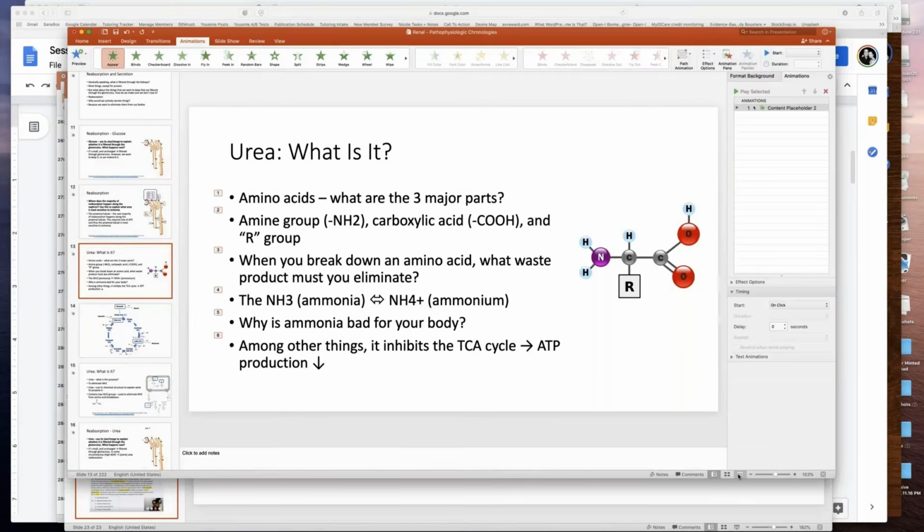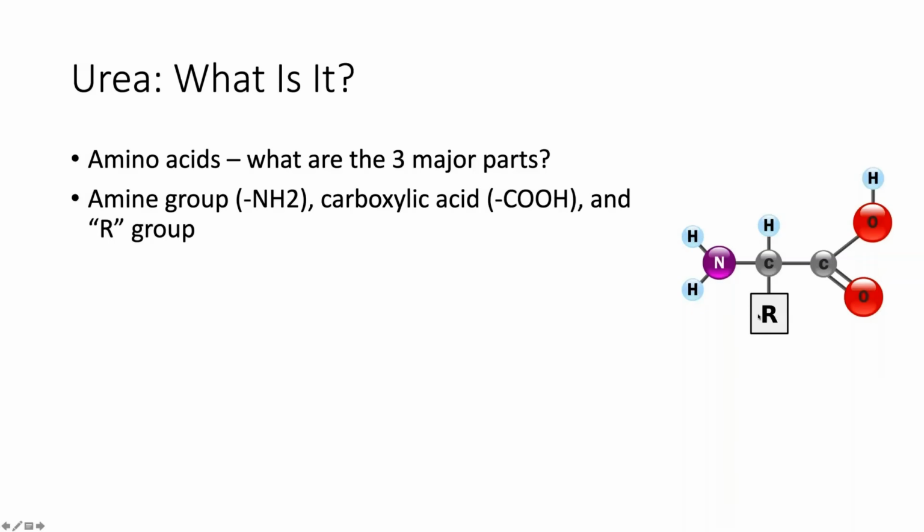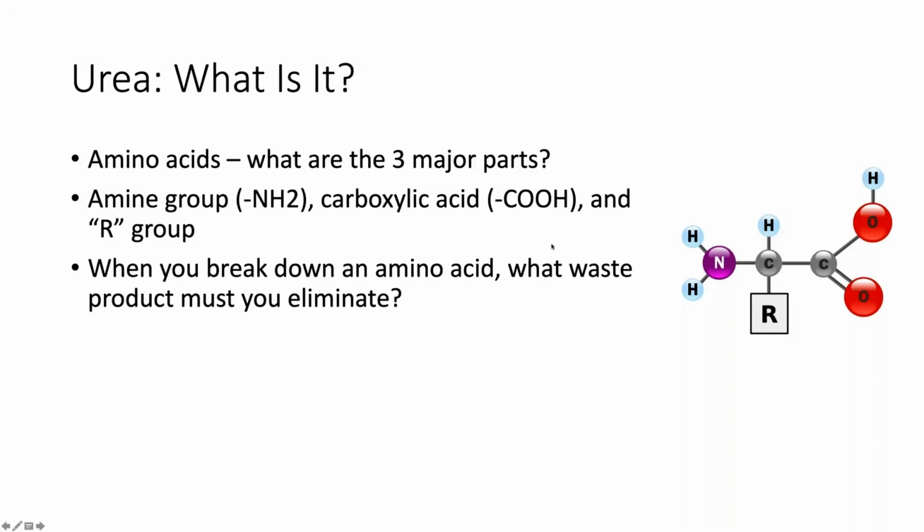Okay, so let us go to Boogie. Boogie, can you please tell us, what are the three major parts of an amino acid, generally speaking? I thought it was the amine group and the phosphate group and then the rest. Not a phosphate group, pretty close. Just think about the name. Oh, sorry, carboxylic acid. Right? It's the amine group, the acid group, and then there's the R group, the thing that's attached to this carbon. That's it. So Danielle, when you break down an amino acid, what waste product must you eliminate?